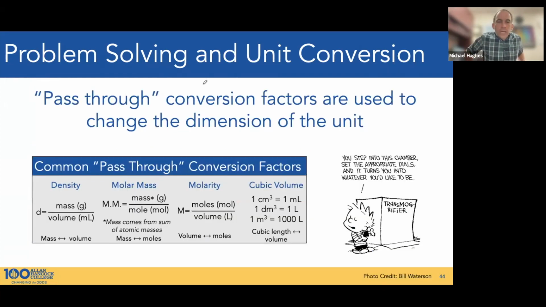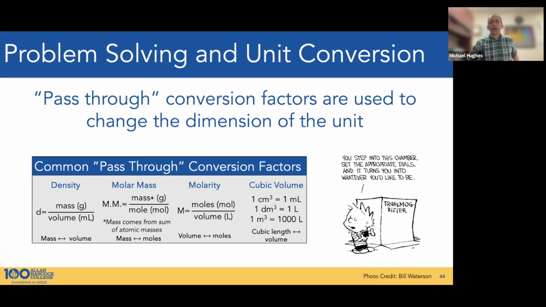So I want to introduce one more thing, which is the pass-through conversion factor, which is used to change the dimension of the unit. Now, if you Google pass-through conversion factor, you probably won't find much because it's a term that I've kind of come up with. But the idea is there are some conversion factors which are distinct in that they change the metric of the unit from one to another. And often when we're given questions, the nature of the unit does not just scale, but physically changes. We often look for a pass-through conversion factor to make that happen.